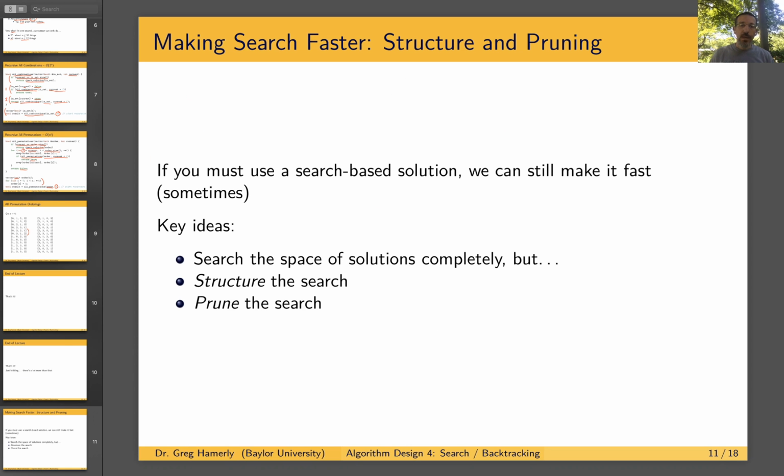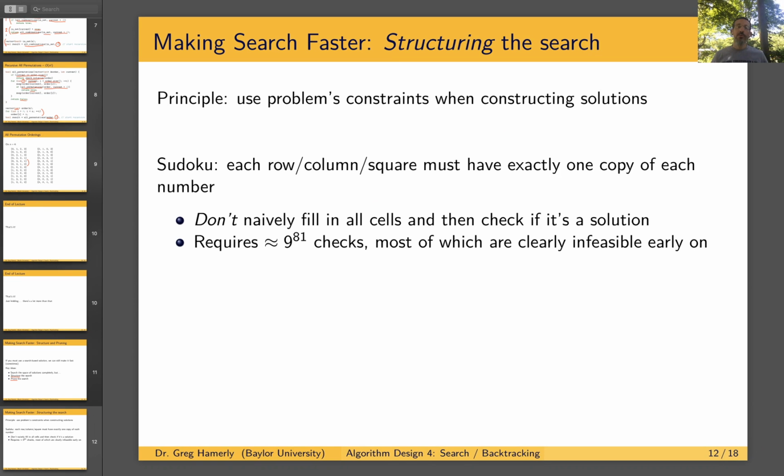So the two key ideas are, let's structure our search and let's prune the search whenever possible, okay? So structuring the search, the principle here is let's use the constraints of the problem when we construct our solutions. For example, in Sudoku, every row must have exactly one copy of each number 1 through 9. Every column must also have exactly one copy of each number 1 through 9, and each 3 by 3 square must have exactly one copy of the numbers 1 through 9.